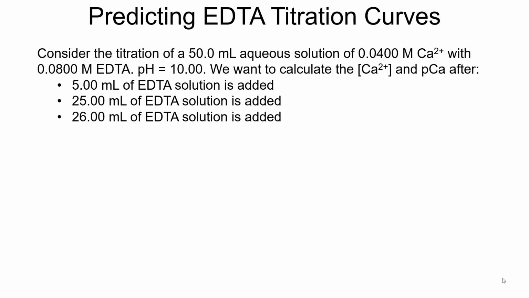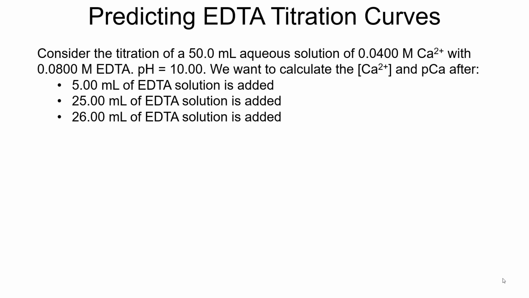So here's our setup for our example. We are performing an EDTA titration where we have 50 milliliters of an aqueous solution of calcium. And in this case, even though in the course of a usual titration we would not know the concentration of calcium at the start of the EDTA titration, for the sake of showing you how to model an EDTA titration curve, we're going to assign a value to the analyte of 0.0400 molar.